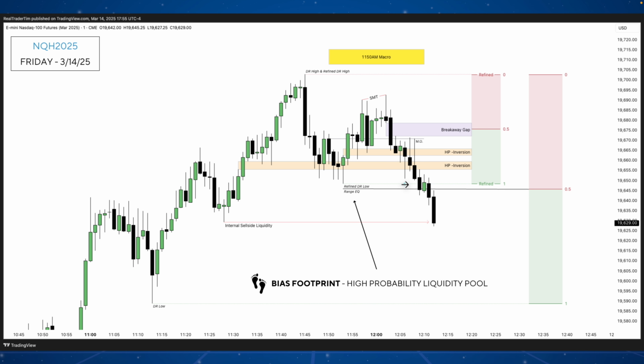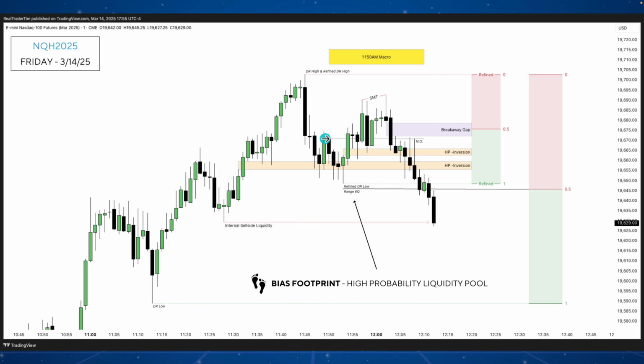And this is why we take partials. This is why we move stop to break even, things of that nature. But if we understand that this is a high probability liquidity pool and we're building a sell side dealing range here, I'll call it that, right from this leg, this retracement, we want to see how we act, especially because we're in a macro window in a premium of this range.